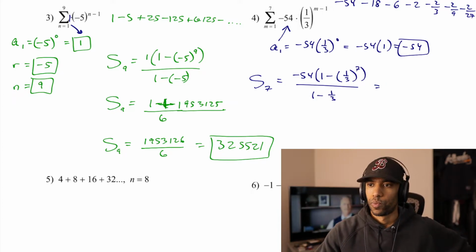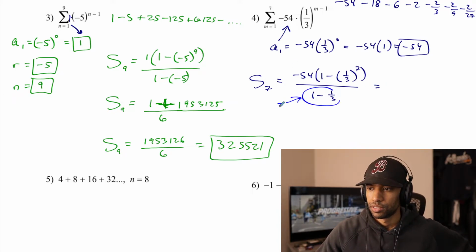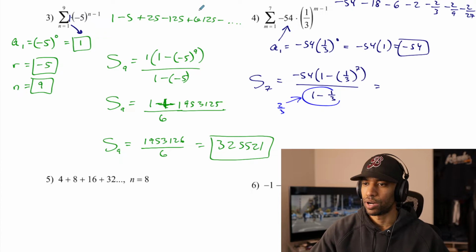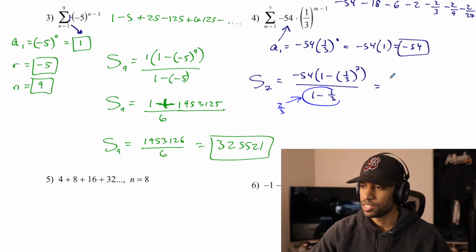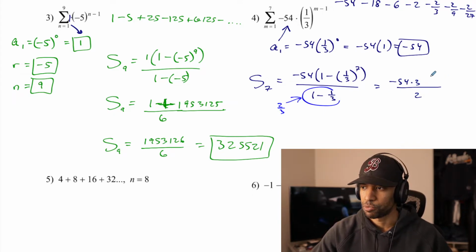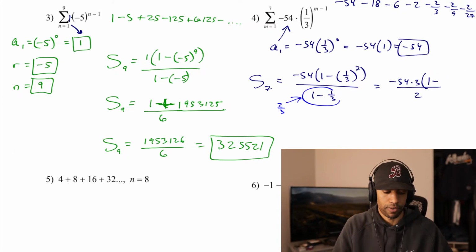All right, 1 minus 1/3 is 2/3. Right there. Dividing by 2/3 is the same as multiplying by 3/2. So what I'm going to do here, a couple things. I've got to take negative 54, and I'm multiplying this thing by 3/2, right? Dividing by 2/3, multiplying by 3/2. And then inside here, we've got to do 1 minus whatever 1/3 to the 7th power is.